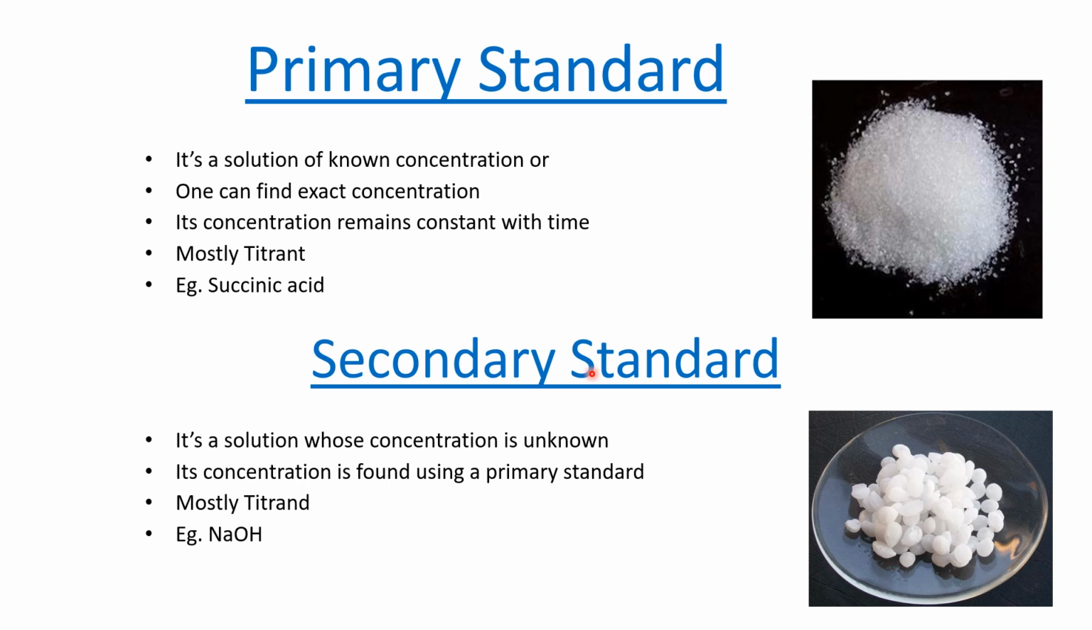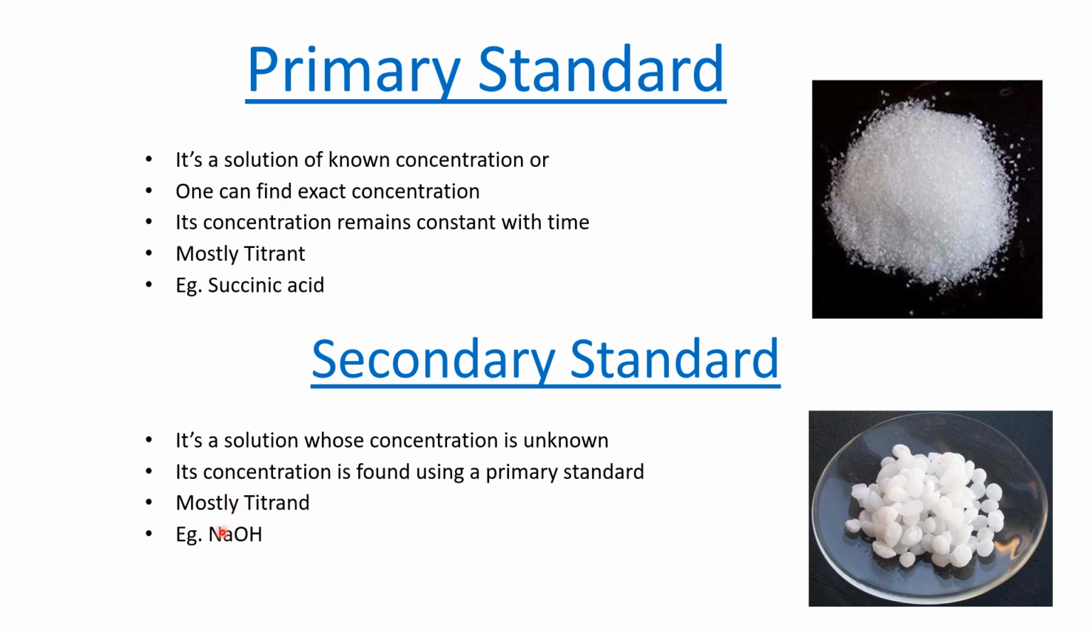So all the compounds which do not come under primary come under secondary. All such compounds are called secondary standards, whose concentration you have to find out. You don't know it. It is a solution of unknown concentration. Its concentration is found using a primary standard. So a primary standard would be in the burette, and the secondary standard you take in the conical flask. This is mostly the titrand. The example of this is NaOH.